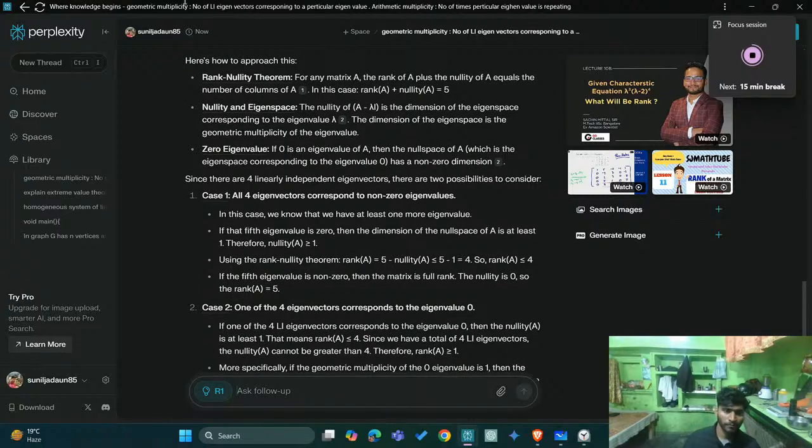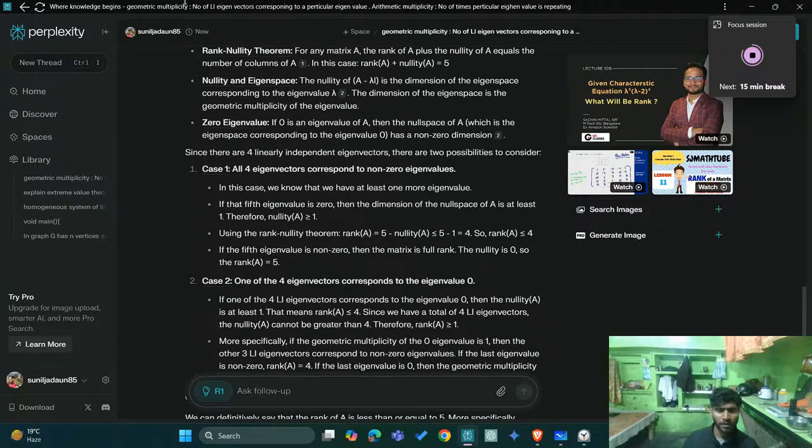If all four eigenvectors correspond to non-zero eigenvalues, we know that we have at least one more eigenvalue. If the fifth eigenvalue is 0, then the dimension of the null space of A is at least 1, therefore nullity is greater than or equal to 1. Using the rank-nullity theorem, rank is equal to 5 minus nullity.